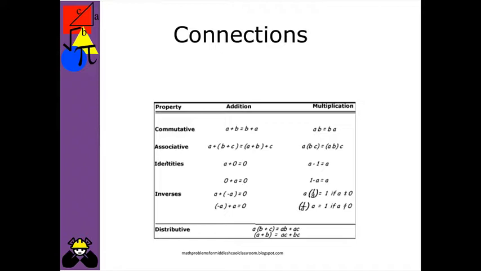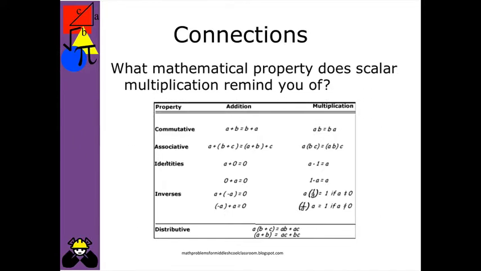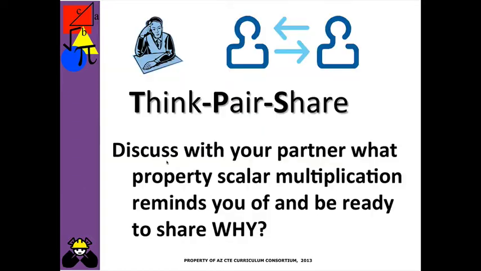Inverses are when I add an opposite, and the distributive property is like A times B plus C would be A times B plus A times C. What I want you to do is look at those 5 properties and decide, which one does scalar multiplication remind you of? So discuss with your partner which property scalar multiplication reminds you of and why.